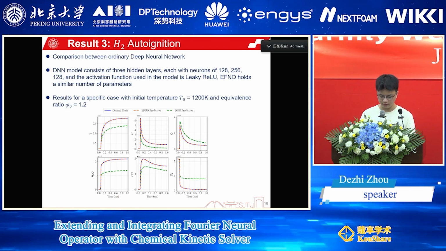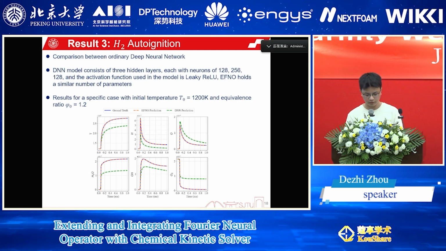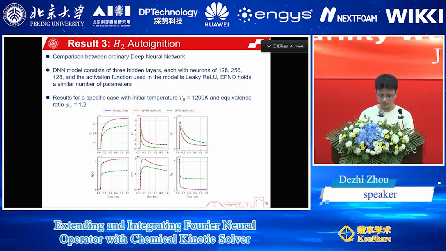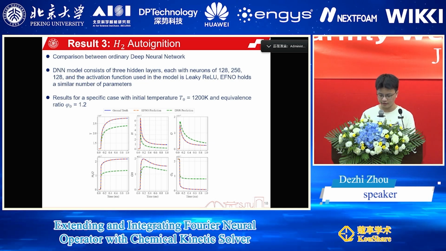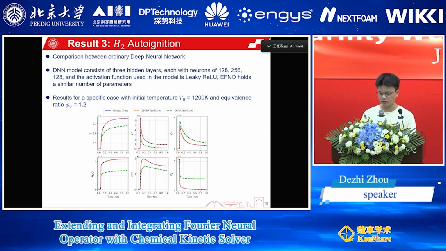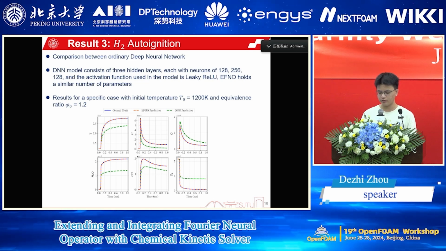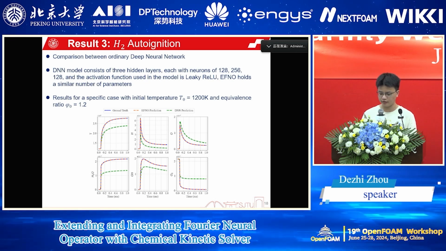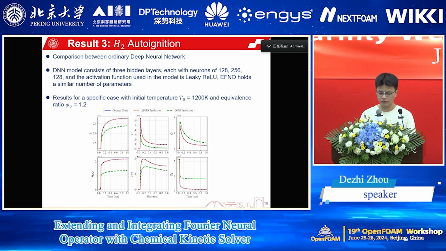Furthermore, the prediction performance of our model is compared with a uniform deep neural network. The DNN model consists of three hidden layers, each with neurons of 128, 256, and 128. And the activation function used in the DNN model is Leaky ReLU. And our model holds a similar number of parameters for each species.